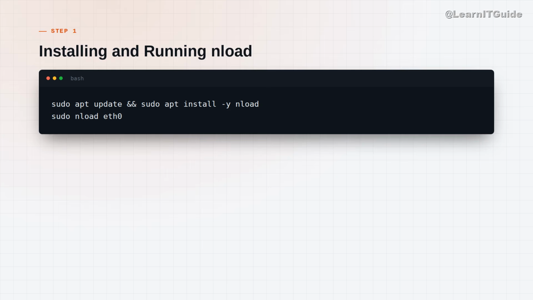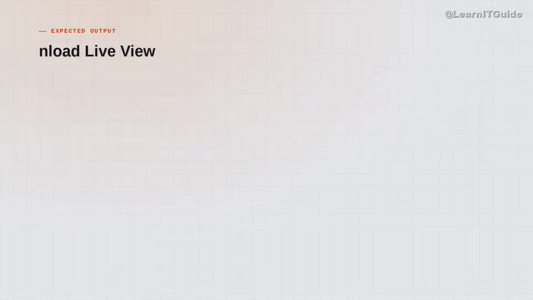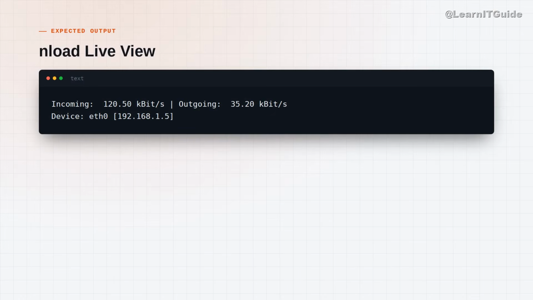nload gives us a real-time graphical representation of incoming and outgoing traffic. If you get a command not found error, ensure your package lists were updated correctly. This is what nload looks like when it is running. The top bar shows your incoming traffic and the bottom bar shows your outgoing traffic. The device label confirms you are monitoring the correct network interface.